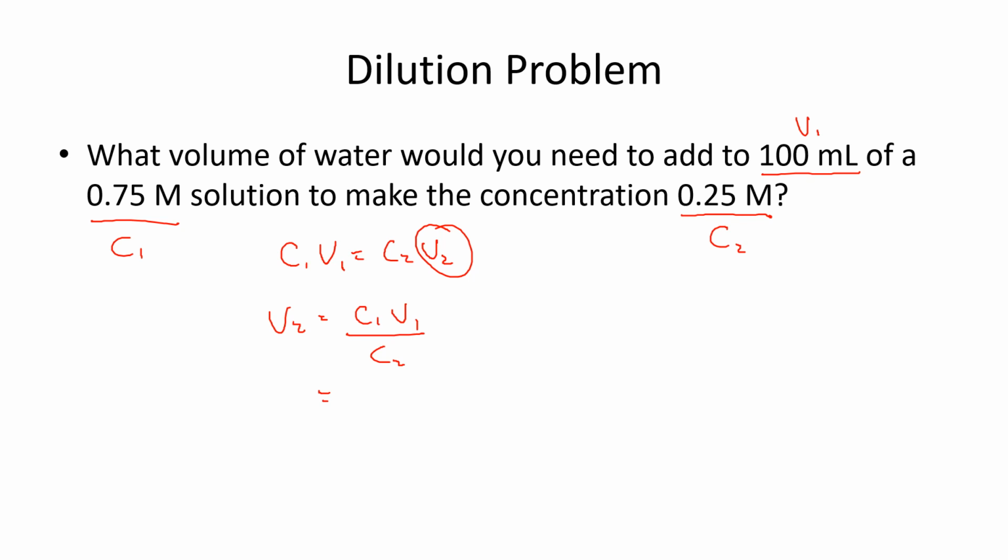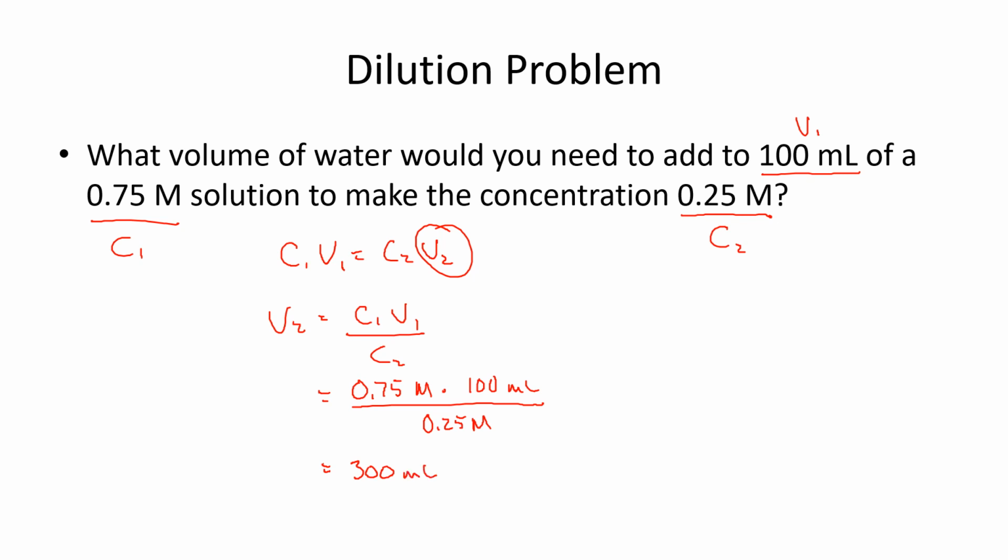The initial concentration is 0.75 moles per liter. The initial volume is 100 milliliters. And the final concentration we're looking for is 0.25 moles per liter. So the final volume should be 300, if I'm not mistaken. 0.75 times 100 divided by 0.25 equals, yeah, there it is, 300 milliliters. So that's the final volume.